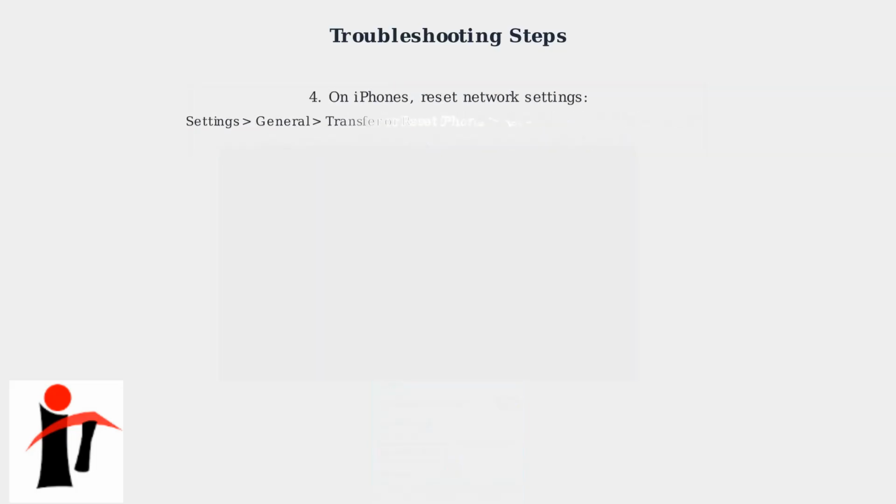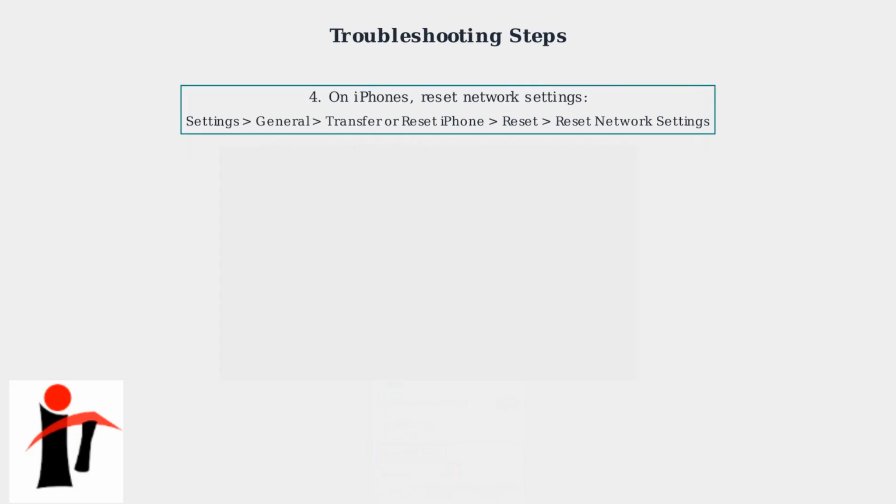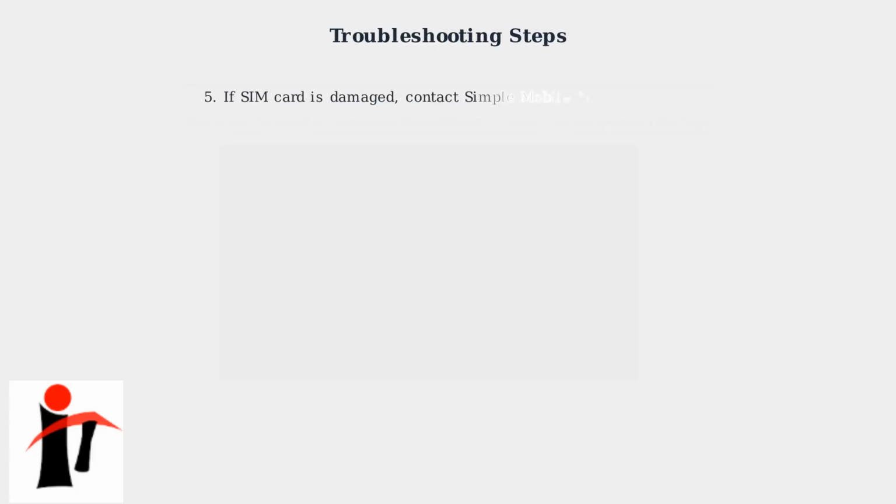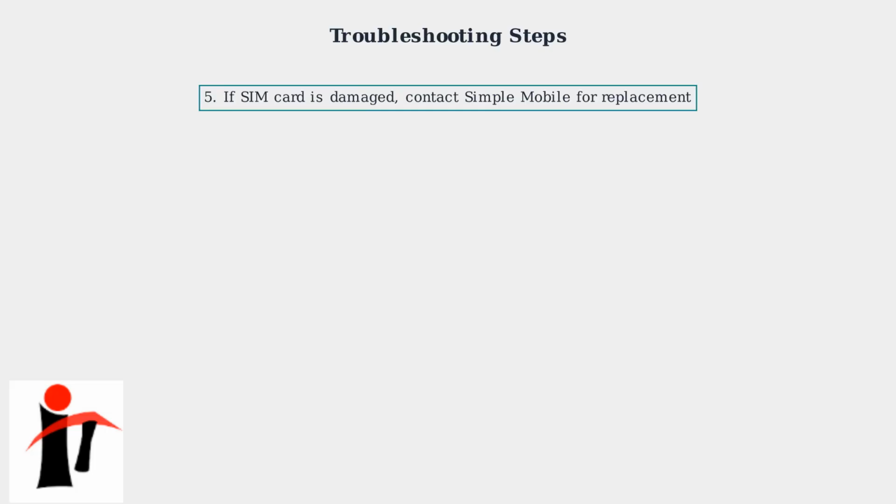On iPhones, the APN is usually automatic, but you can reset network settings by going to Settings, General, Transfer or Reset iPhone, Reset, and then Reset Network Settings. If your SIM card appears damaged or is not functioning, contact Simple Mobile Support to request a replacement SIM card.